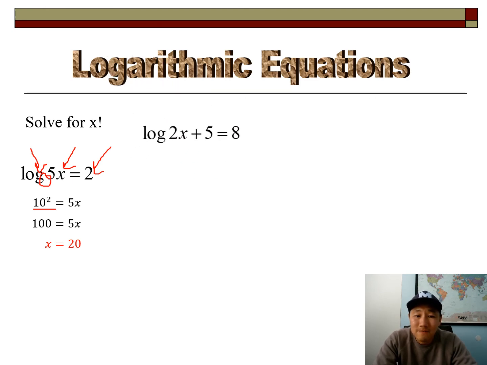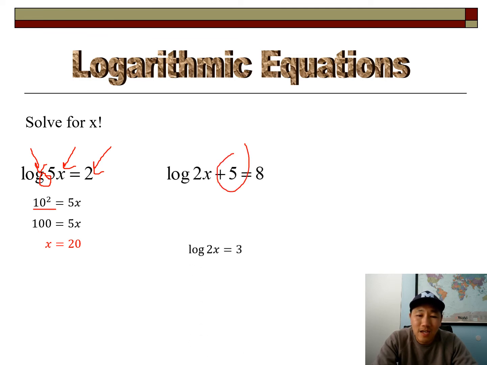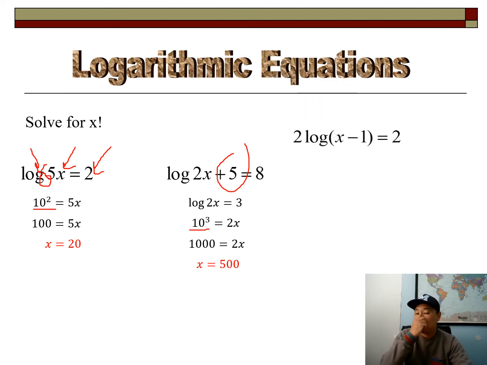Here's another one. First thing you want to do with this one, though, is get rid of that 5. Subtract it to the other side. You should get 3. Now change it to exponential form. 10 to the third power equals 2x. Evaluate 10 to the third power. That's 1,000. Divide by 2. x equals 500. All right, one more of those.